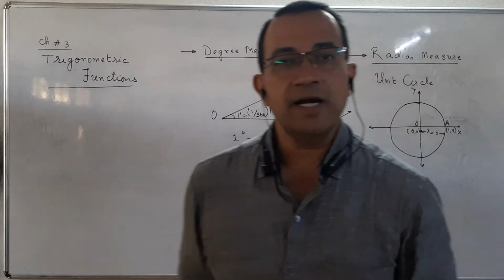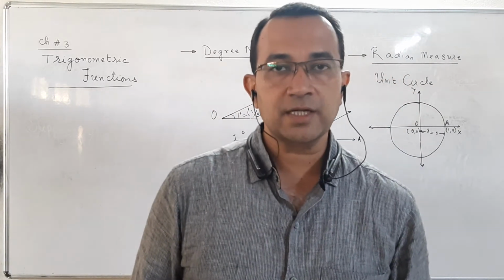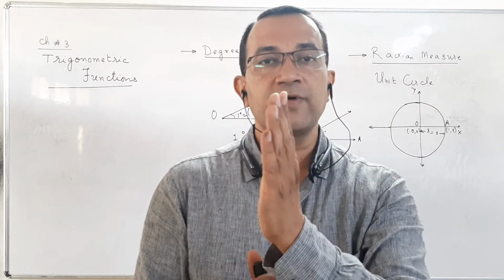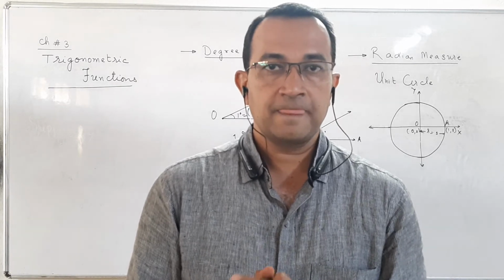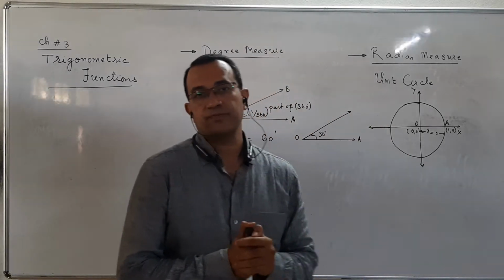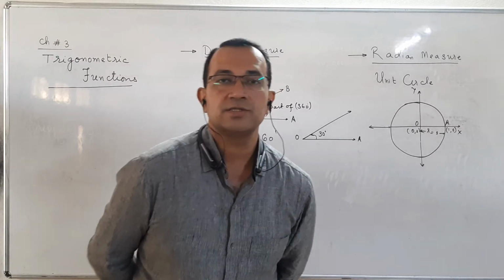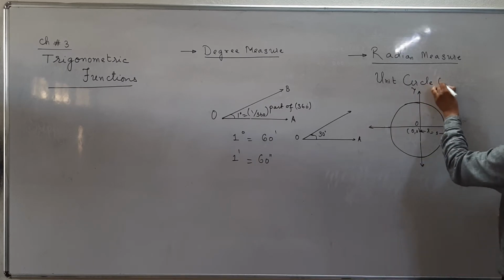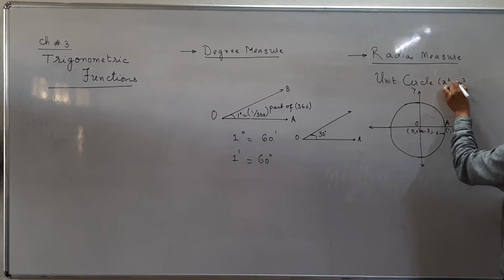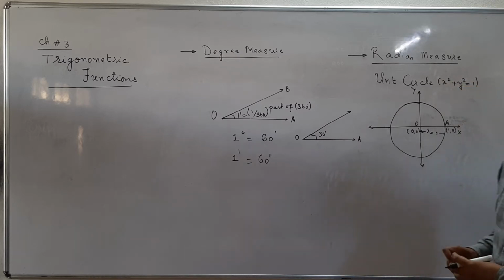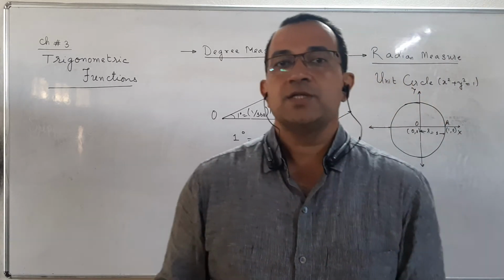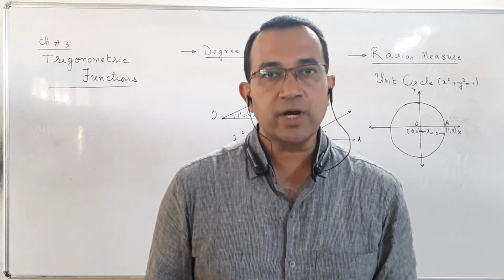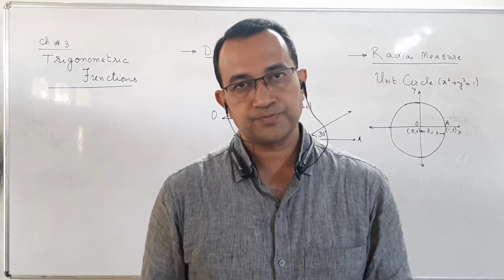Students, sir has already started the concept of unit circle. So, before defining a radian measure, students, I am defining unit circle. A circle whose center is origin and radius is 1 unit is called a unit circle. And for your knowledge, the equation of unit circle is x square plus y square is equal to 1. The equation of a unit circle is x square plus y square is equal to 1.